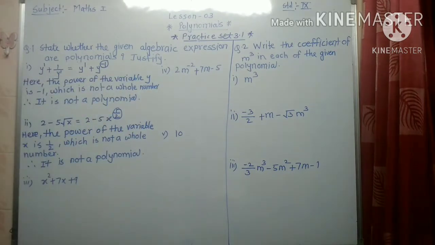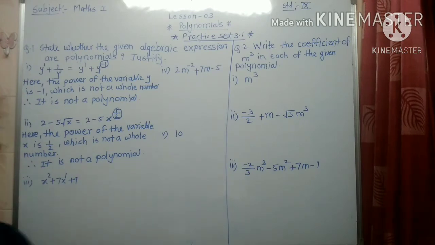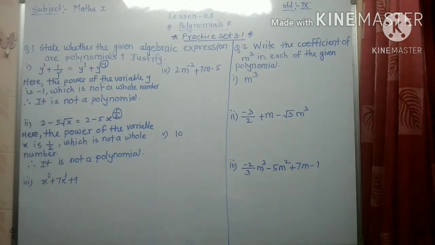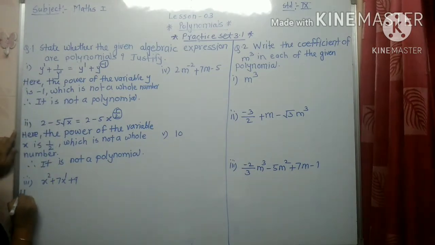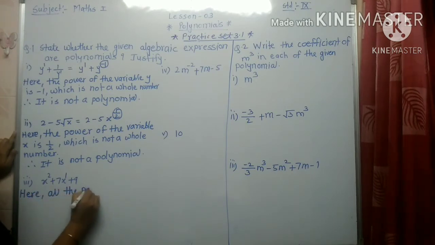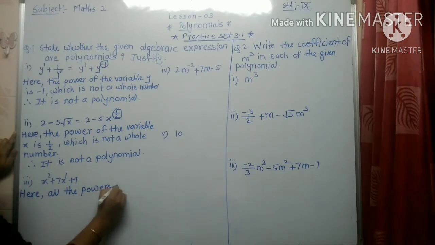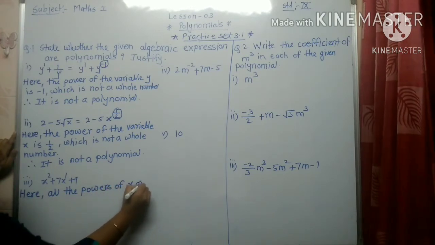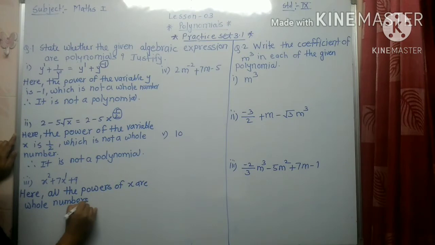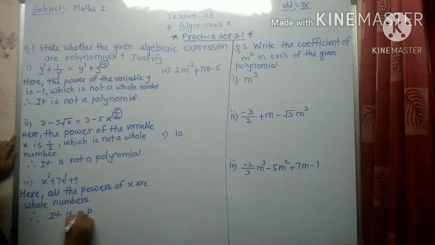Now see here, x square is there, and here x raised to 1 is there. This means all the powers of x are whole numbers. So therefore it is a polynomial. How to write it? Here all the powers of x are whole numbers. Therefore it is a polynomial.